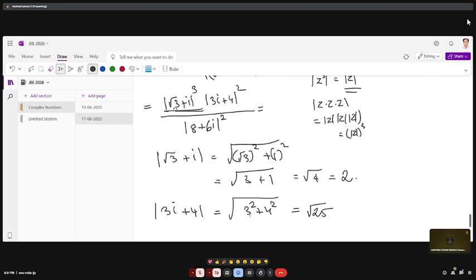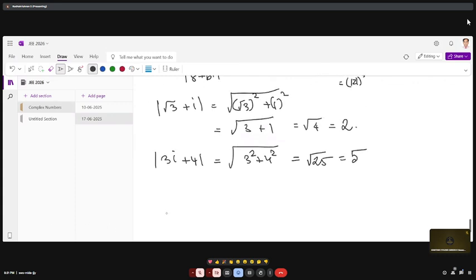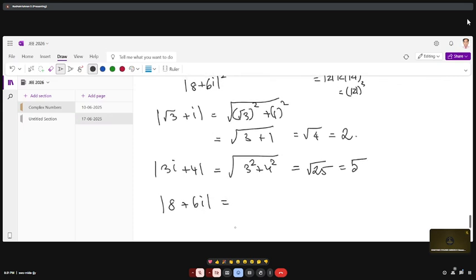Square root of 16 plus 9 is 25, so this is 5. Similarly, modulus of 8 plus 6i, right? 8 plus 6i. And that will be 64 plus 36, which is 100. So square root of 100 is 10.